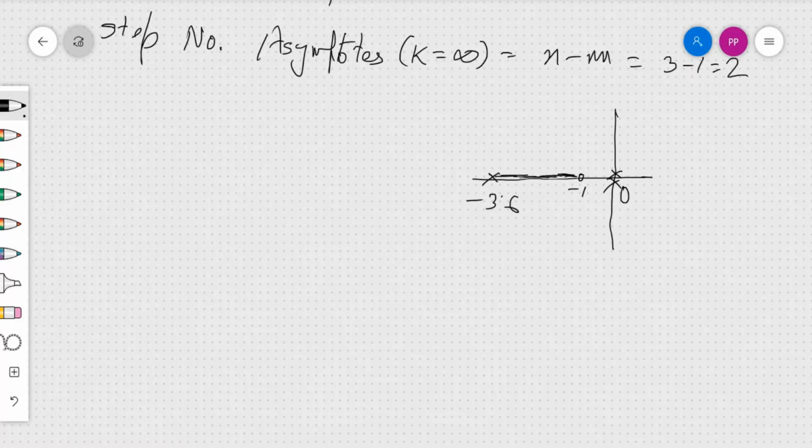Naturally the root locus will evolve from the poles at K equal to 0. Here you have K equal to 0, here you have K equal to 0, and here K tends to infinity.